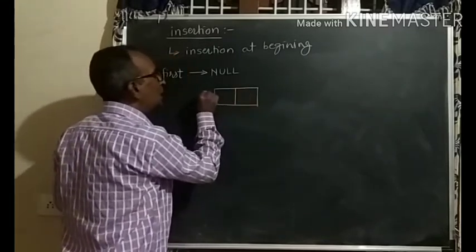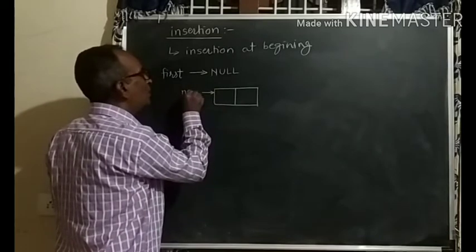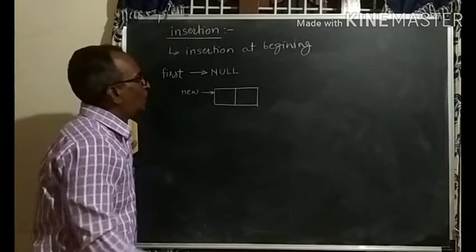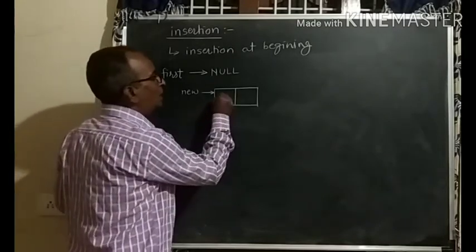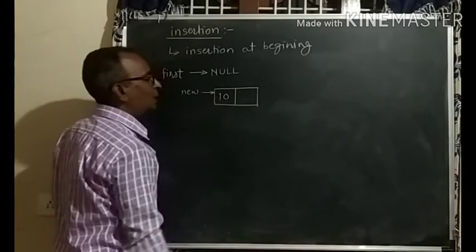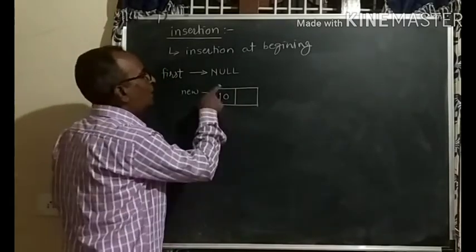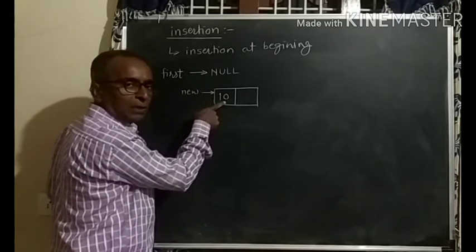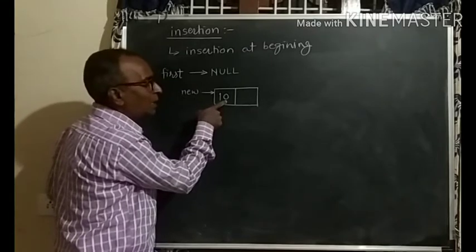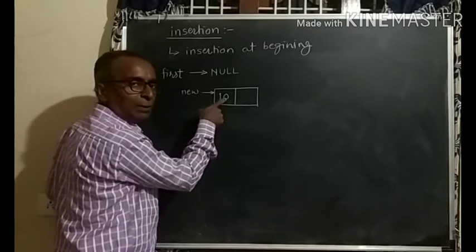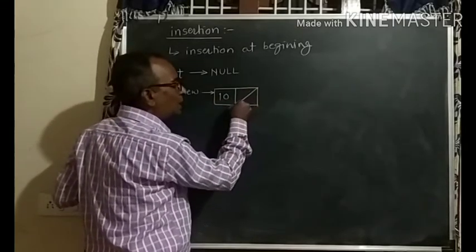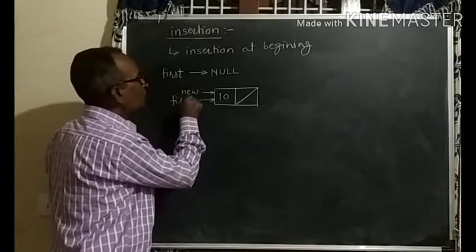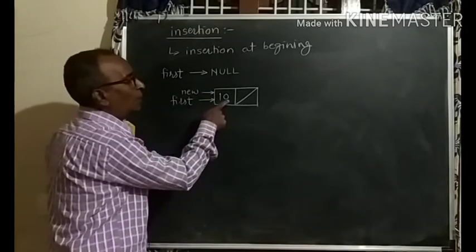See, new node is created. How to create a new node, we have seen by means of function malloc. So new node is created. Information field, whatever you want to give, that is set. Now see, as first is null and you are inserting at the beginning, what happens? This will be the first node. So you have to set this pointer as null and this pointer as first. Now only one node will be there.